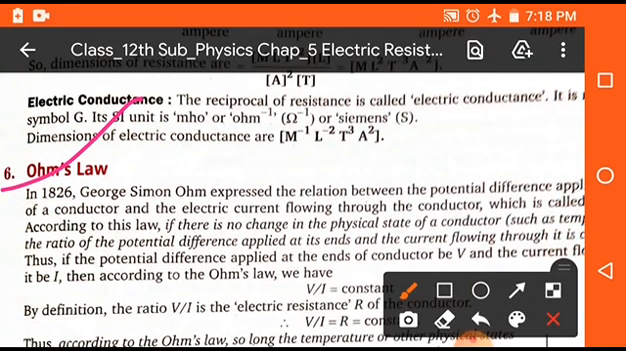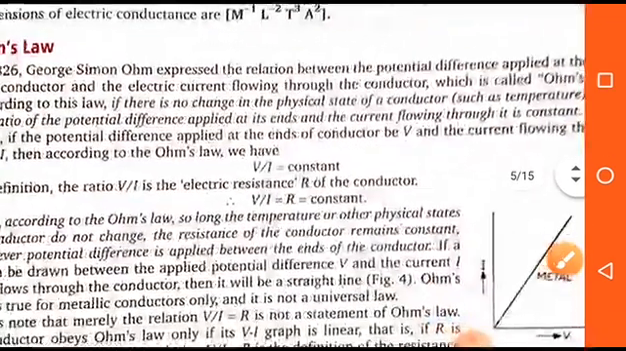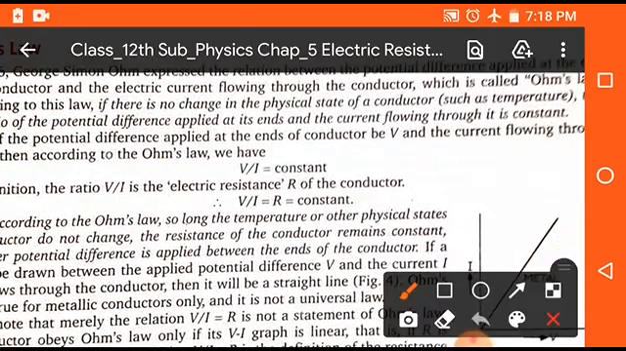Now students, we will discuss here Ohm's law. This is a most important topic because both the statement and the proof of this law are important. So first of all, we will discuss what the statement of Ohm's law is. If there is no change in the physical state of any conductor, like pressure and temperature, then the potential difference across the conductor is directly proportional to the current flowing in that conductor.